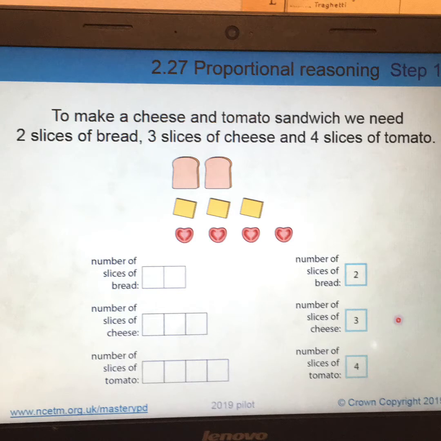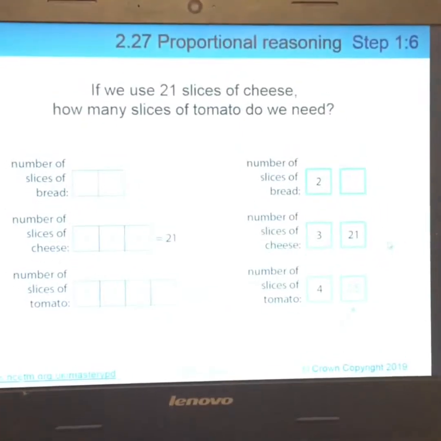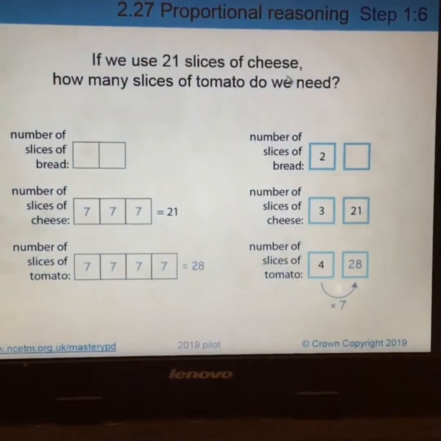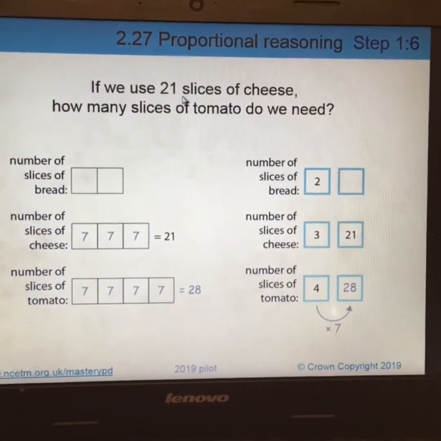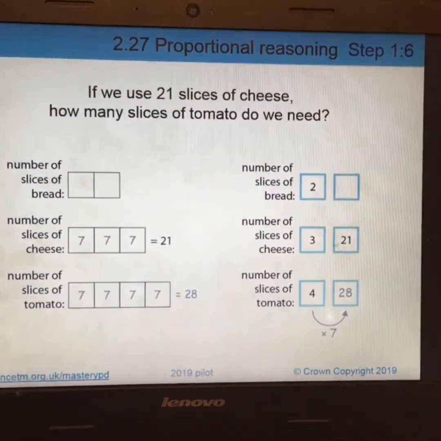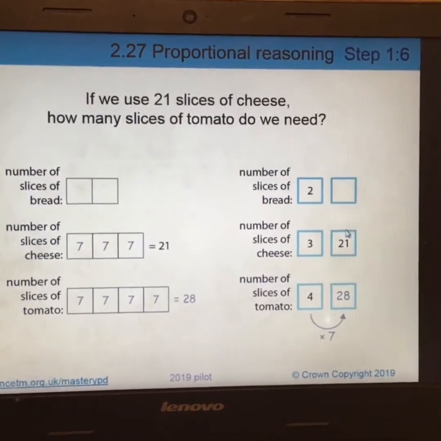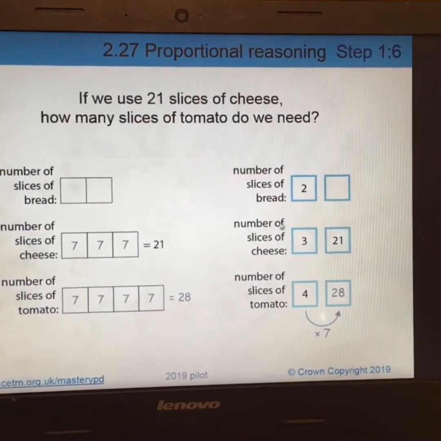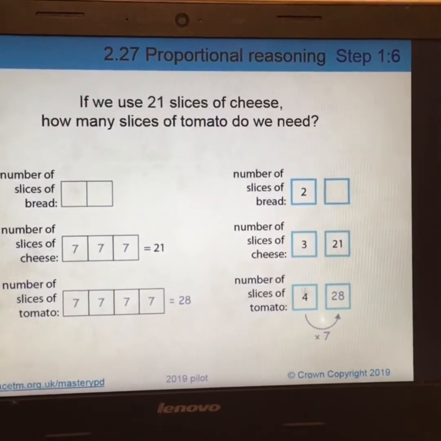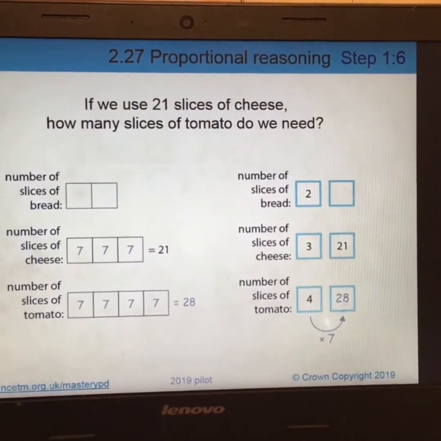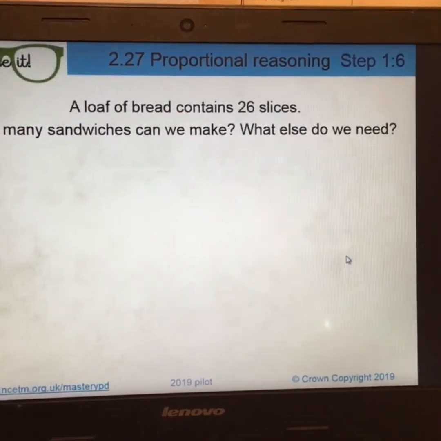If we use 21 slices of cheese, how many slices of tomato do we need? Pause video, off we go. Right then, answer time. So, if you did 21 slices of cheese, that means that you have made 7 sandwiches because you've timesed this by 7. So each one of these parts is worth 7. So if you're making 7 sandwiches, you need to times 4, because that's what I need for 1 sandwich, by 7, which is 28. Well done if you got that right.